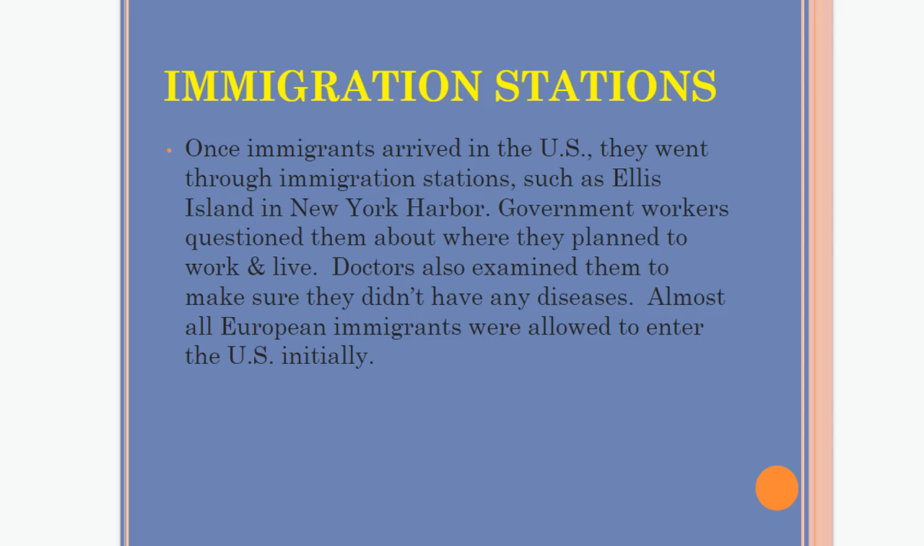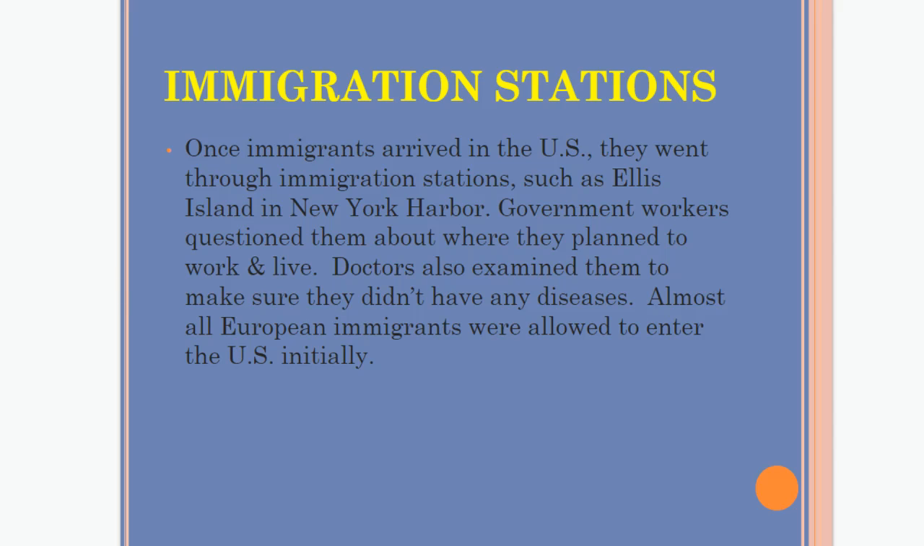So these immigration stations, once the immigrants arrived in the United States, they went through stations such as Ellis Island and New York Harbor. Government workers questioned them about where they planned to work and live. Doctors also examined them to make sure they didn't have any diseases. Almost all European immigrants were allowed to enter the United States initially.